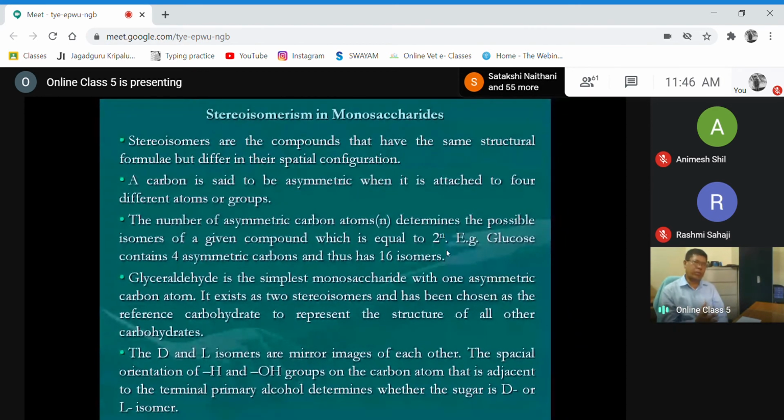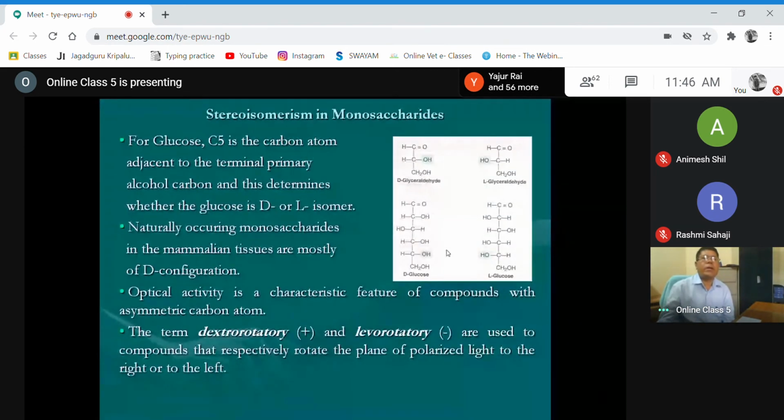Those carbohydrates which resemble the structure of D-glyceraldehyde will be called D sugars, and those which resemble L-glyceraldehyde will be called the L series. The D and L isomers are mirror images of each other. The spatial orientation of the hydrogen and hydroxyl groups on the carbon atom that is adjacent to the terminal primary alcohol determines whether the sugar is the D or L isomer. Okay, we'll come to this here.